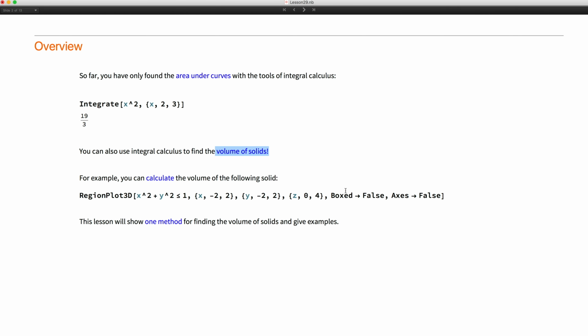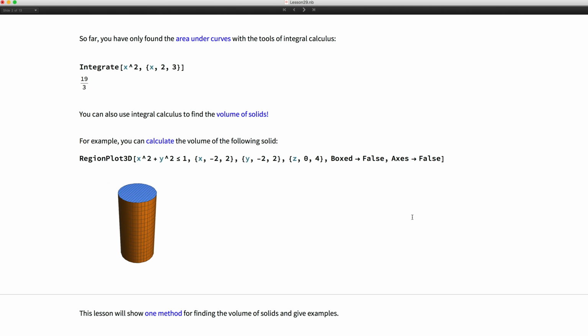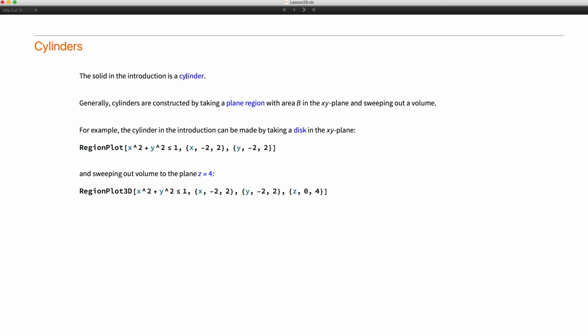So let's look at a very simple example of a solid, like over here. And what we can do is actually calculate the volume of this solid or others using calculus. So this lesson is about one method for computing such volumes. The solid that we spoke about just now was a cylinder, of course.